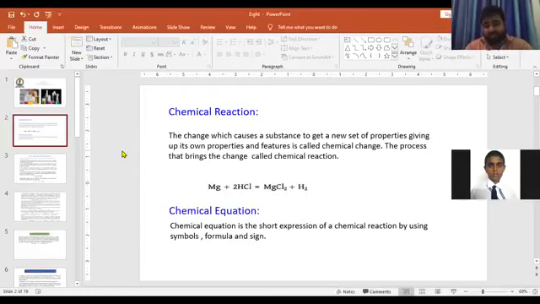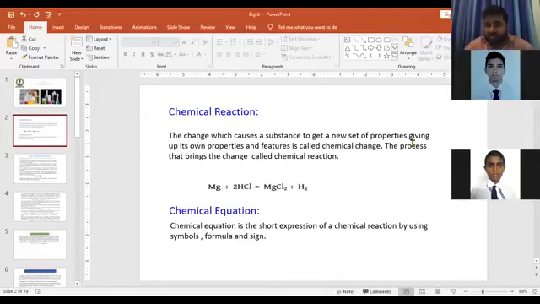Chemical reaction is a process where a compound breaks down or more than one compound joins and forms a new compound. Okay, so the change which causes a substance to get a new set of properties, giving up its own properties and features, is called chemical change. The process that brings the change is called chemical reaction. Now, see the reaction. Magnesium reacts with HCl, then produces magnesium chloride and hydrogen gas. Here, magnesium and HCl are different substances from magnesium chloride and hydrogen. This is chemical reaction.